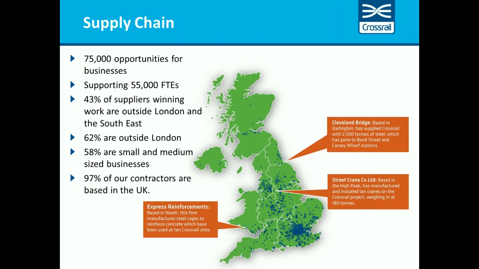Our impact on the supply chain has been quite vast. Although we're a London-based programme, the impact across the UK has been pretty wide-reaching. We've had 75,000 opportunities for business all over the UK. That has supported some 55,000 full-time equivalents. 43% of suppliers winning work are outside London and the South East, and 62% are outside London in total. 58% are small and medium-sized businesses, and 97% of our contractors are actually based here in the UK.